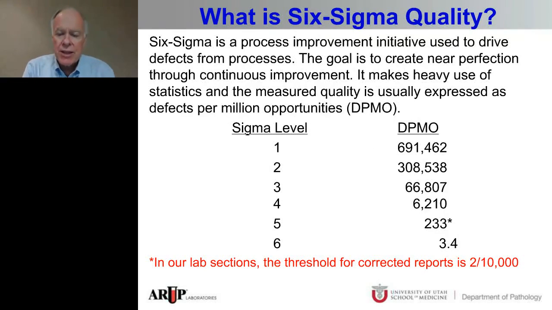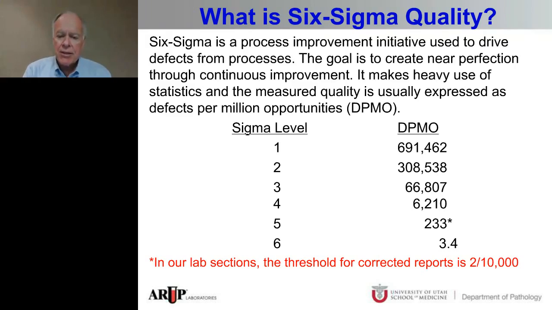So what is Six Sigma quality? Well, Six Sigma is a process improvement initiative used to drive defects from processes. It really makes use of statistics. And the goal is to create near perfection through this continuous improvement. The measured quality is usually expressed as defects per million opportunities, or DPMO.